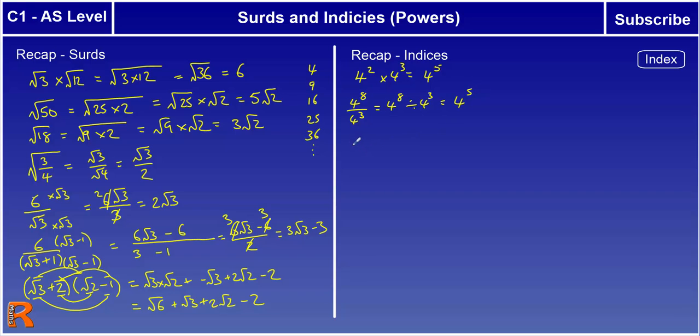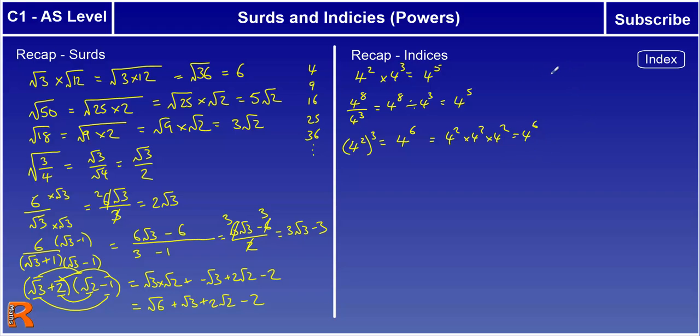And then if we've got powers of powers, so if we've got, say for example, 4 to the power of 2 to the power of 3, then that's the same as multiplying those powers. So we've got 4 to the power of 2 times 3, which is 6. That comes from the fact that we've got 4 squared times 4 squared times 4 squared, because that's 4 squared cubed, which is 4 to the power of 6.